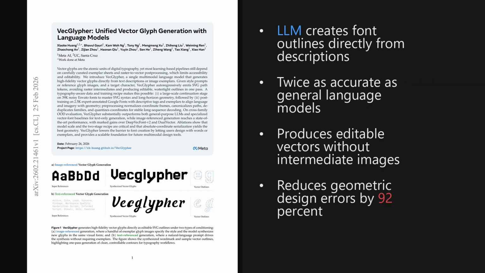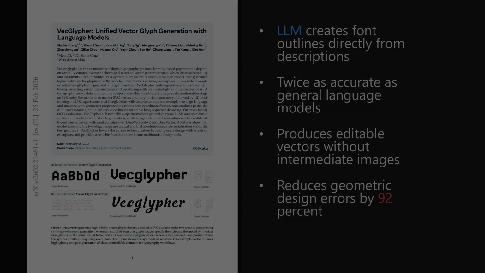I'm Alex. Today we're looking at a paper trending on X, published on February 26, 2026, about 4 days ago. It presents a unified multimodal language model that generates high-fidelity vector glyphs directly from text or images, achieving more than 2 times higher accuracy than general-purpose models like Claude Sonnet 4.5. The paper is titled VecGlypher, Unified Vector Glyph Generation with Language Models. And as we'll see later, the results demonstrate a massive leap forward for automated, professional-grade typography design.